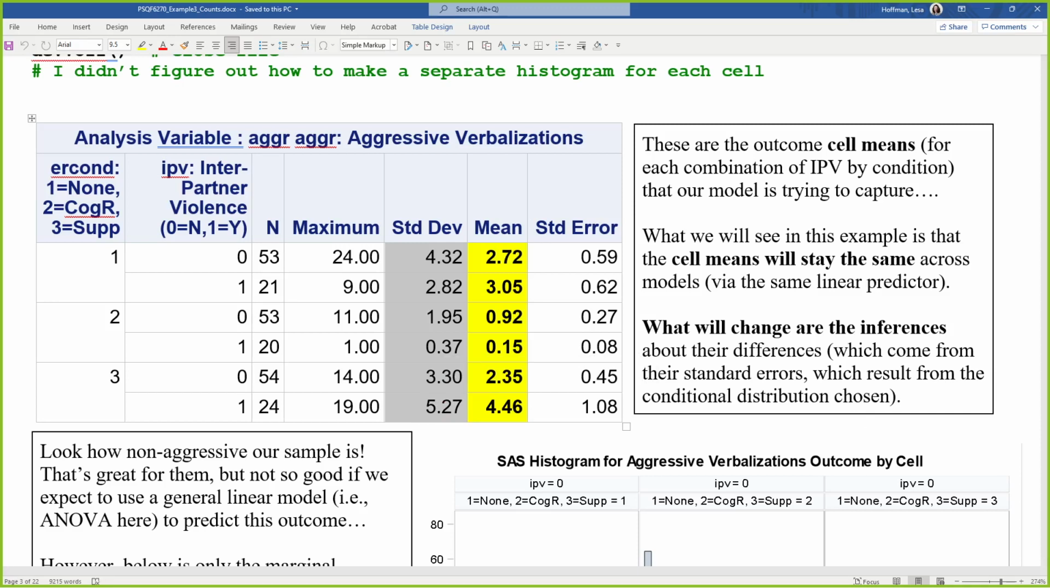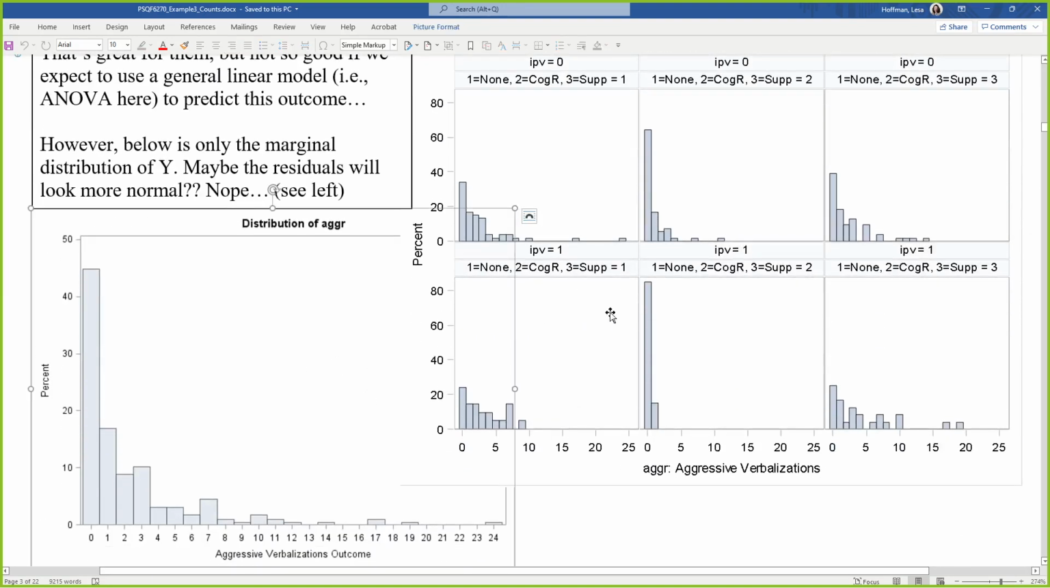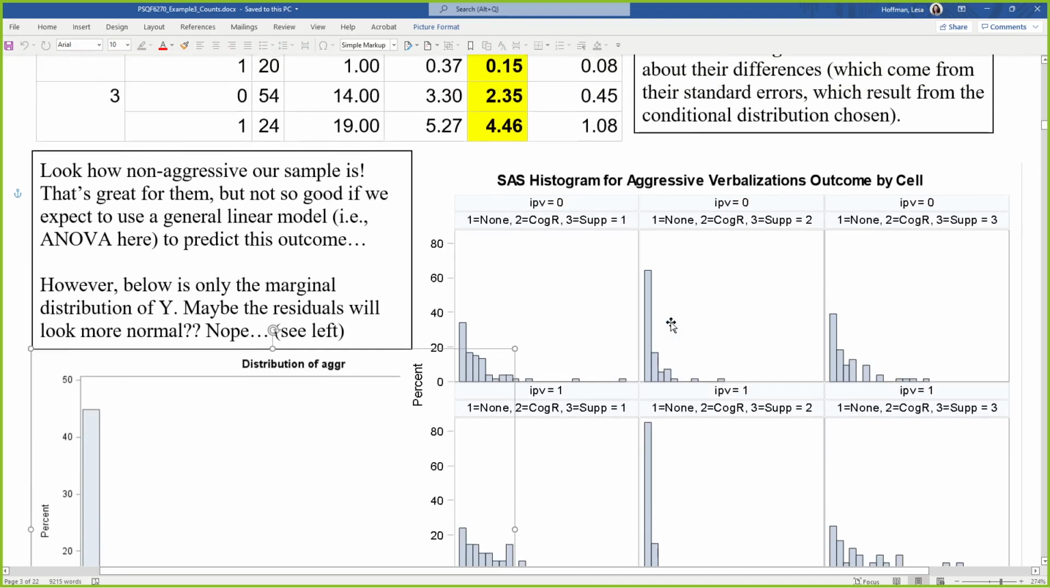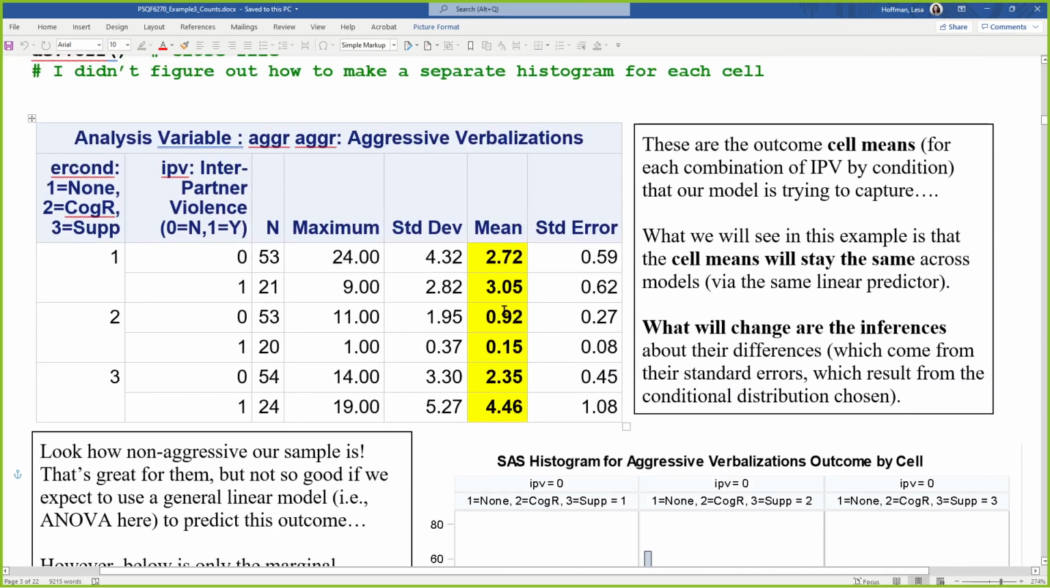So a normal distribution, irrespective of the fact that this distribution is zero inflated and hella skewed, is not going to work for this because of this right here. A normal distribution says constant variance. This is not constant. I don't need a significance test to tell me this is not constant. It's just not.